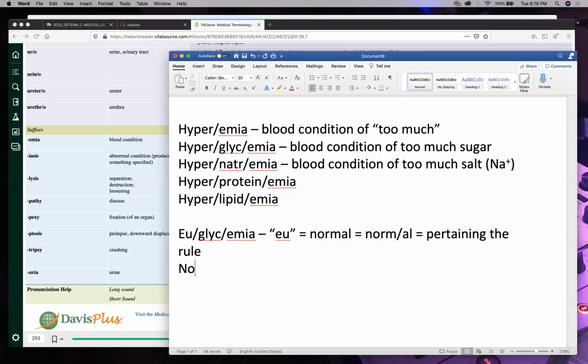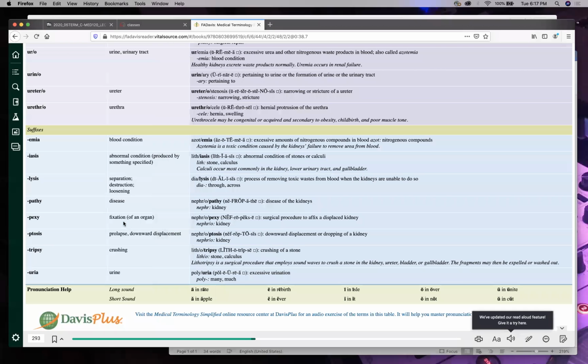Or I could say my patient is normal glycemic. Okay. Remember, normal just means al, pertaining to the rule. You shouldn't have too much sodium, too much protein, too much lipid. You should have just right. You shouldn't have too little either. Pexi we already talked about.